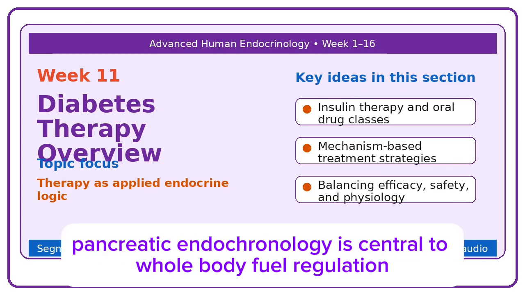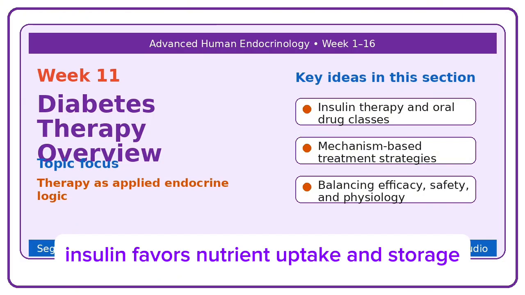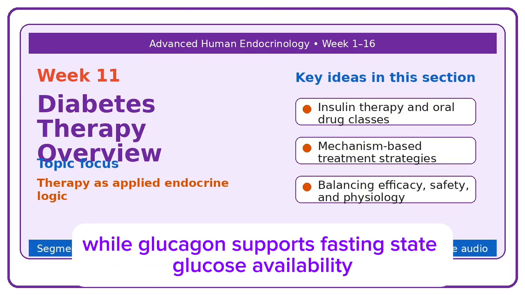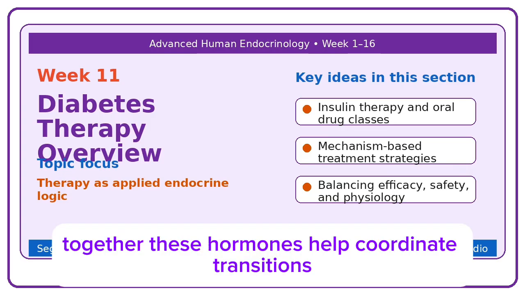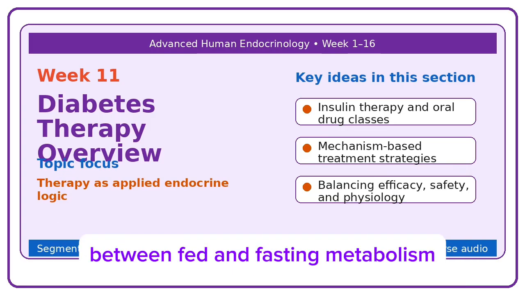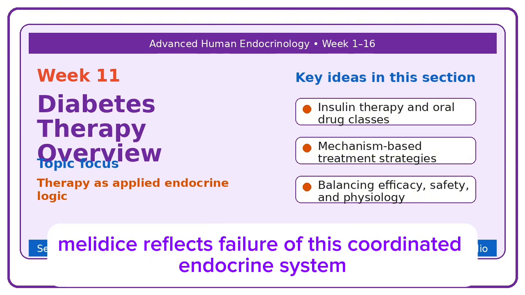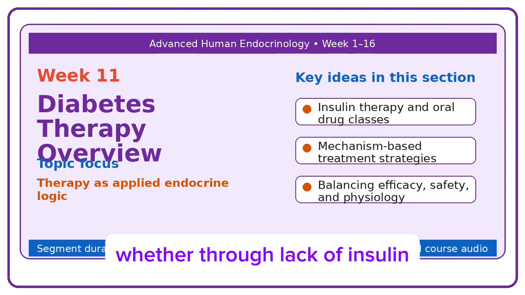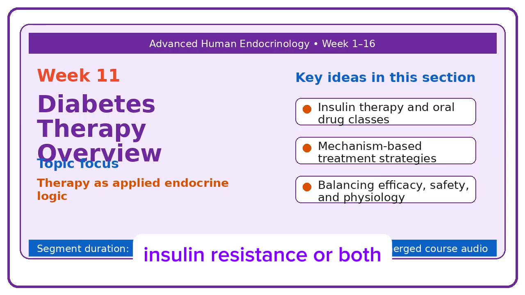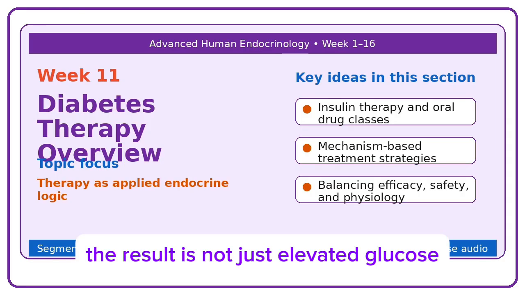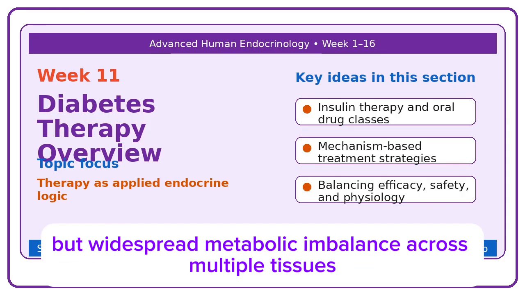Section summary. Pancreatic endocrinology is central to whole body fuel regulation. Insulin favors nutrient uptake and storage, while glucagon supports fasting state glucose availability. Together, these hormones help coordinate transitions between fed and fasting metabolism. Diabetes mellitus reflects failure of this coordinated endocrine system, whether through lack of insulin, insulin resistance, or both. The result is not just elevated glucose, but widespread metabolic imbalance across multiple tissues.